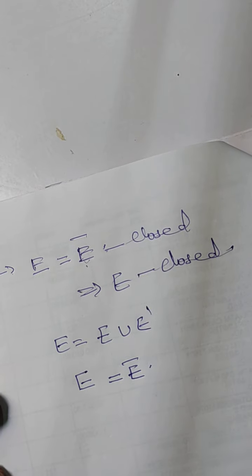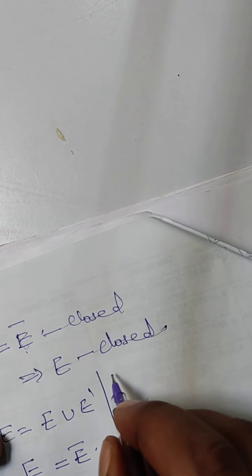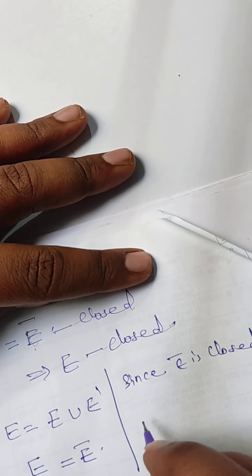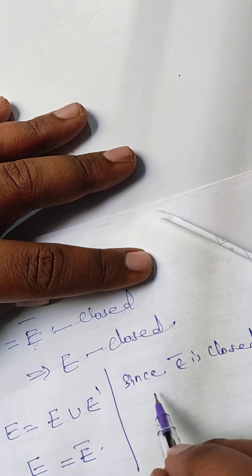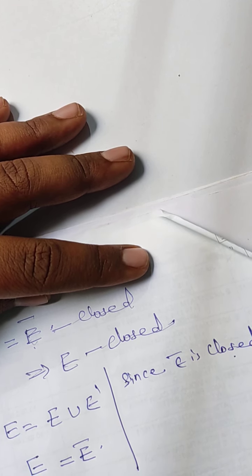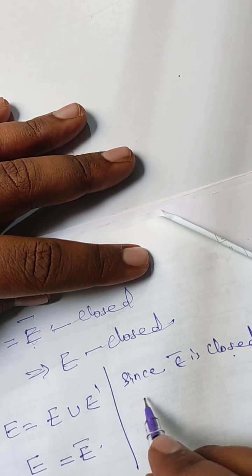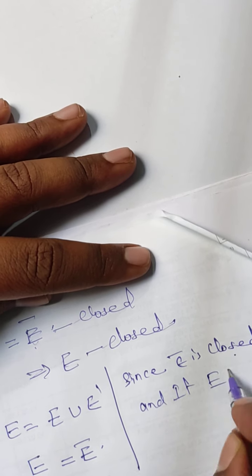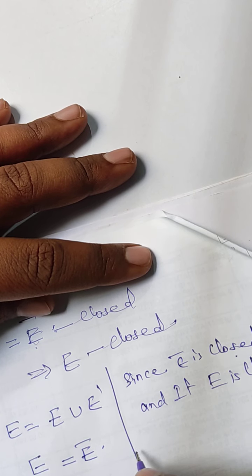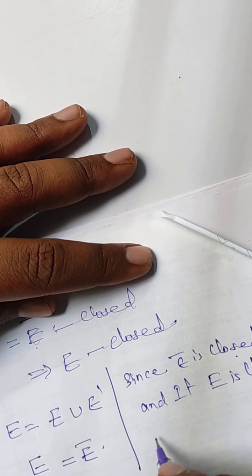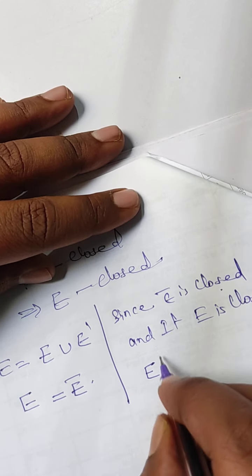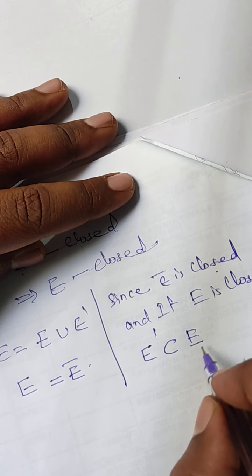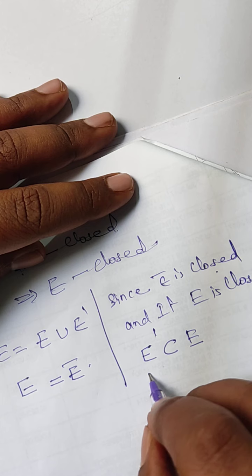Further, I just want to add something here. Since E closure is closed from the previous example, if E is closed, we can say that all the limit points of E are contained in E.